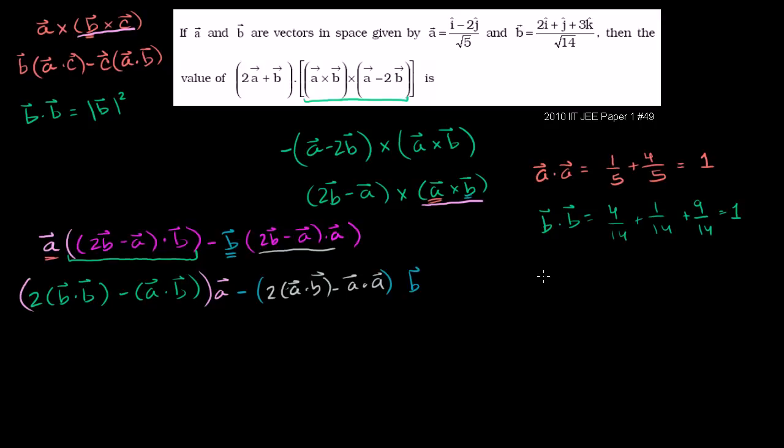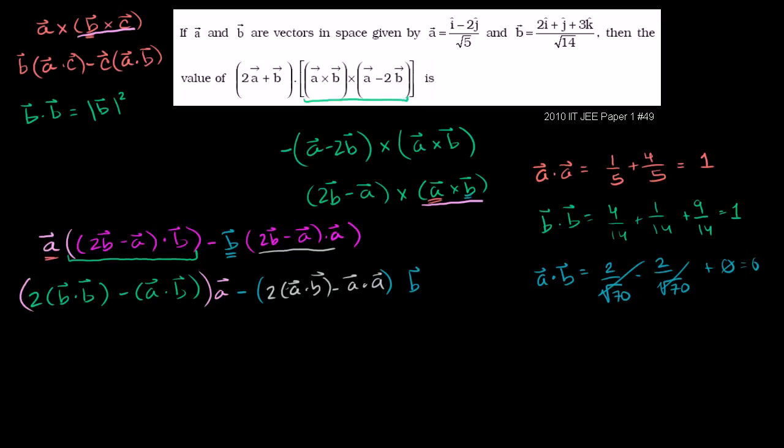So let's just try a dot b. That's going to be 1 over the square root of 5 times 2 over the square root of 14. So it's going to be 2 over the square root of 70. I just multiplied the x terms. And then we're going to have negative 2 over the square root of 5 times 1 over the square root of 14. So that's negative 2 over the square root of 70. And then plus 0. This has no k component. So it's going to be 0 times whatever the k component is here, but that's still going to be 0. So this just evaluates to 0. So that simplifies things a good bit.